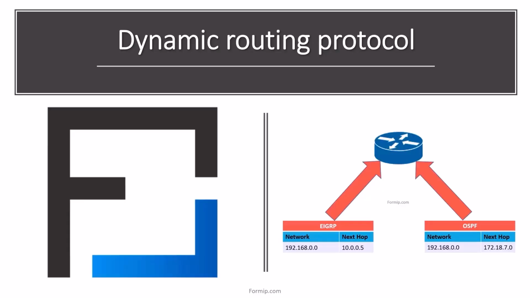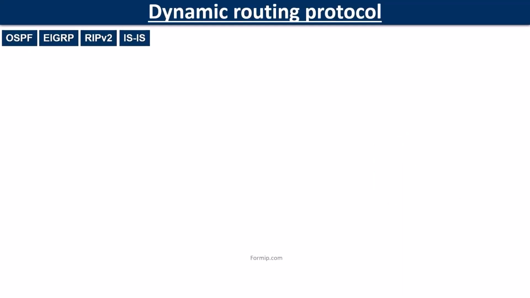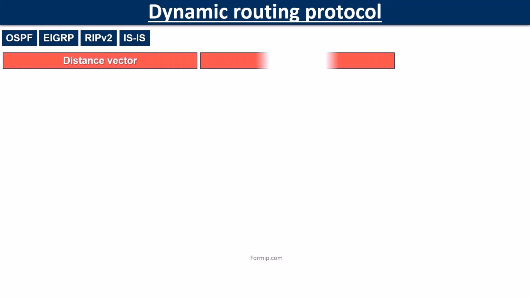A routing protocol is a set of processes, algorithms, and messages that routers share dynamically. OSPF, EIGRP, RIPv2, and IS-IS are dynamic routing protocols. There are two types of dynamic routing protocols: those with a distance vector and those with a link state.